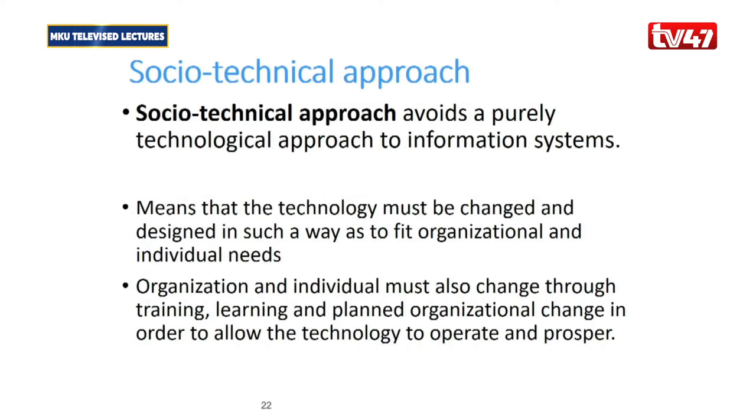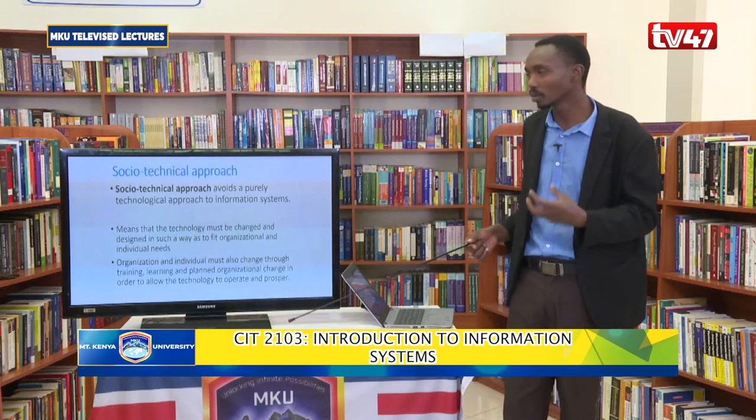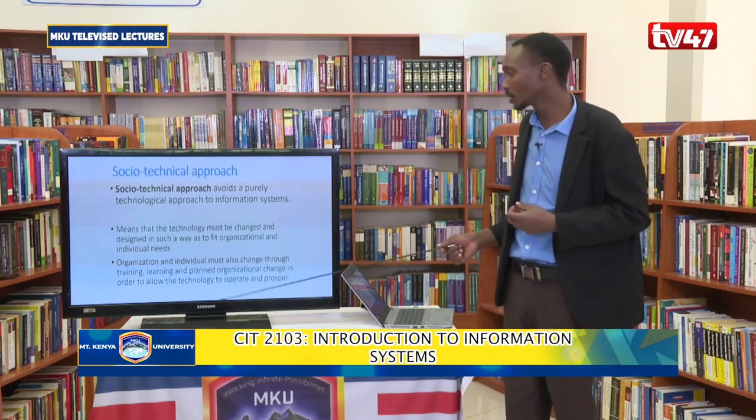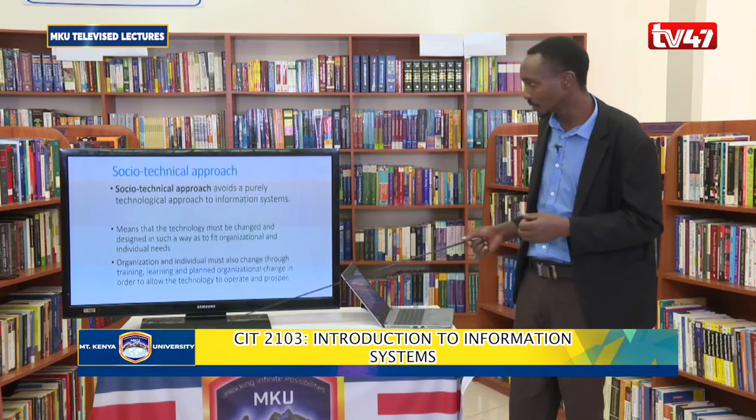Within the information system, therefore, we can say that the technology must be changed, of course, based on the changing procedures within the organization. And we have also mentioned that these changes must be blended within the information system. So technology must be changed and designed in such a way that it fits the organizational and individual needs, organizational procedures, objectives, and so on. And of course, organization and individual must also change. We must be able to change naturally as human beings, for example. Based on the new changes that are in, we must be able to adapt to those changes, whether we are going to learn or undergo some training and so on, so that we can blend in with the new changes.